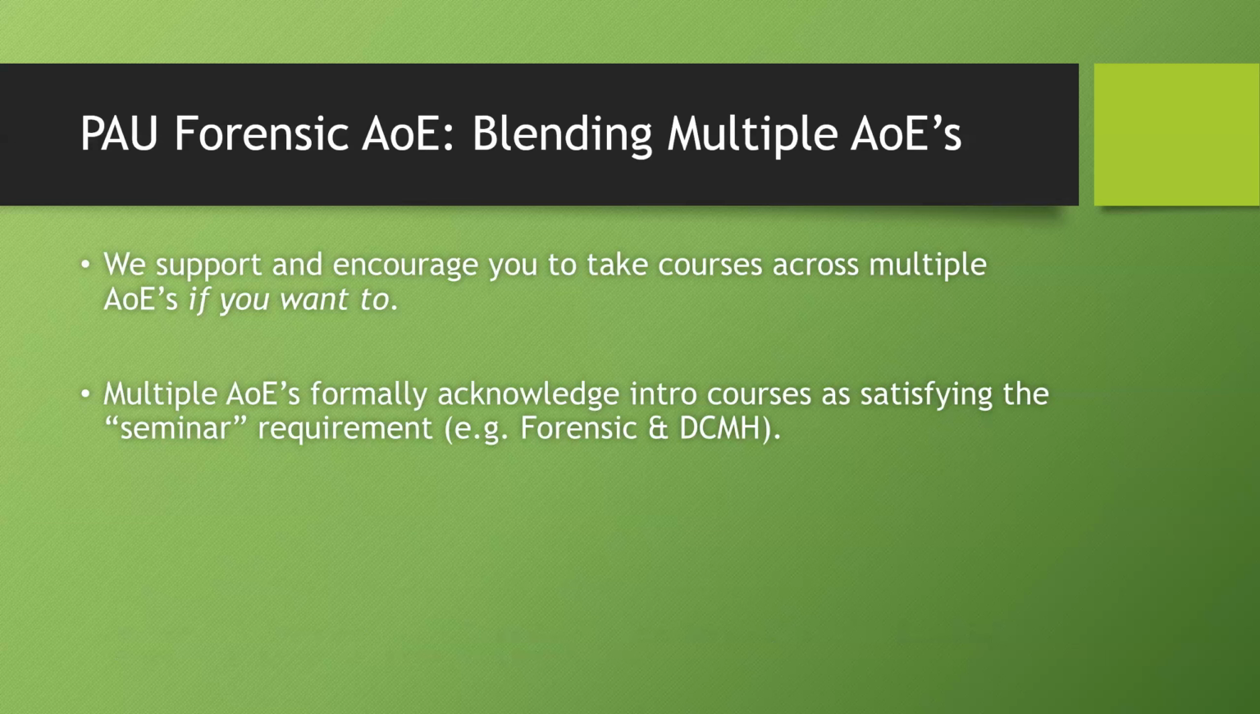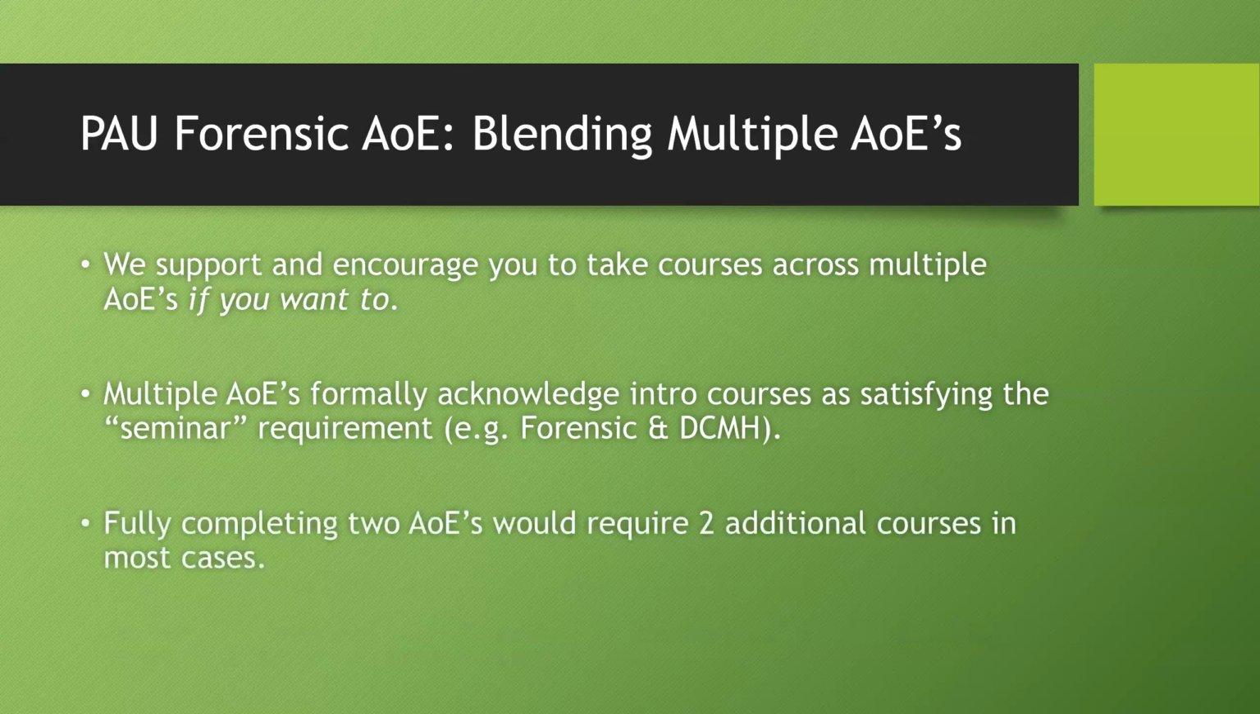So if you wanted to blend forensic and DCMH, you would take forensic one, Dr. Chu would count that as your seminar for DCMH. You'd then take their first DCMH class, and we would count that as the seminar there. So you get to double dip those things. It's just a way to minimize the additional work that you have to do for those who want to blend the areas of emphasis. What this means, though, is that there's still additional work. So you still have to go above and beyond what's required for the PhD, but it brings it down to about 2 classes extra in most cases.